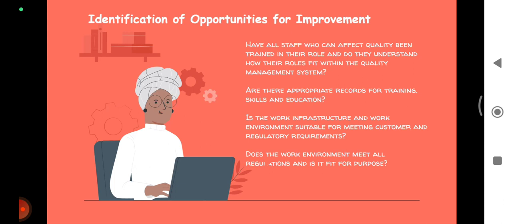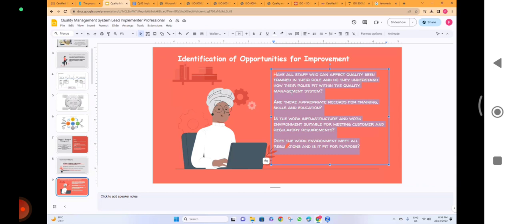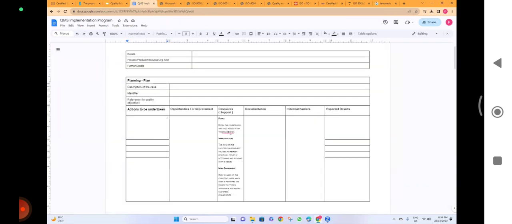So here, under resources, the opportunities for improvement include gathering evidence to determine if all staff who can affect quality have been trained in their role and understand their roles within the quality management system. Are there appropriate records for training, and are the infrastructure and work environment suitable for meeting customers' needs and regulatory requirements? And does the work environment meet all regulations? Is it fit for purpose? These four questions are the ones we are going to ask in order to determine if the organization has enough resources to complete those actions.